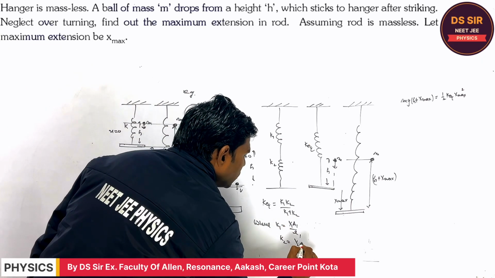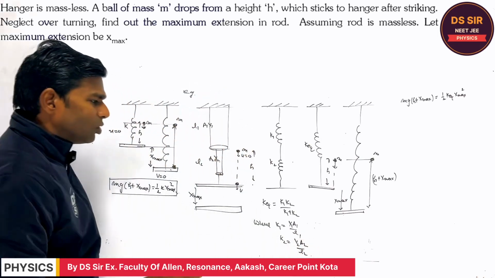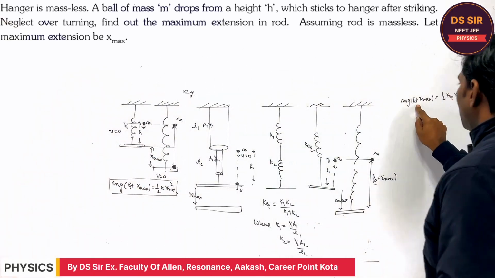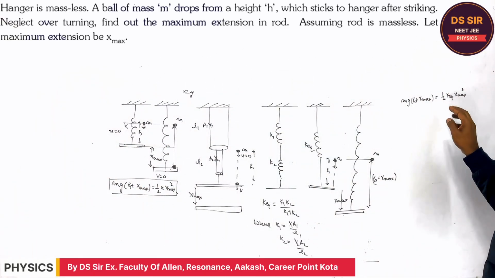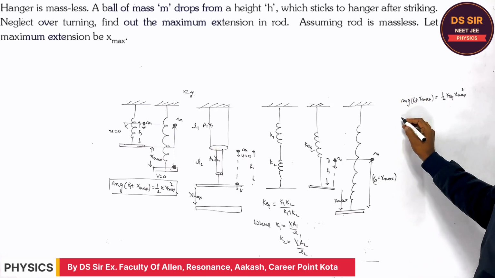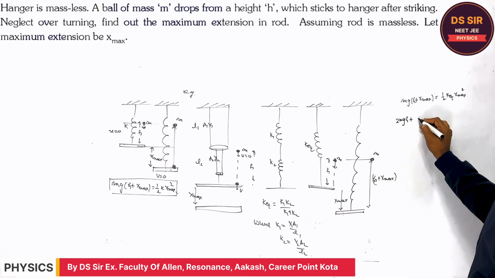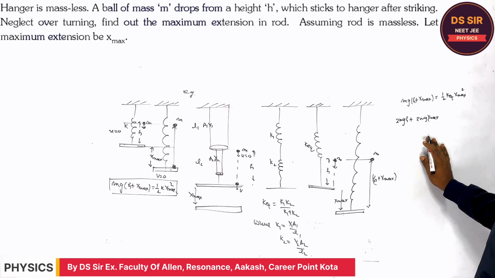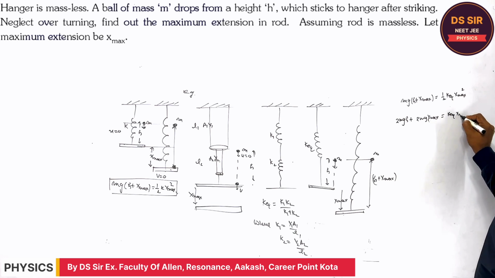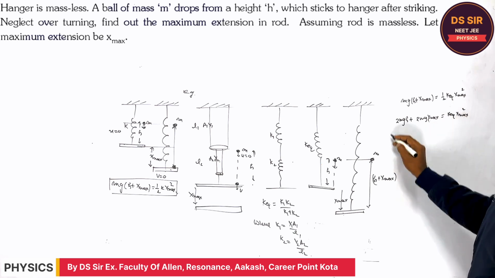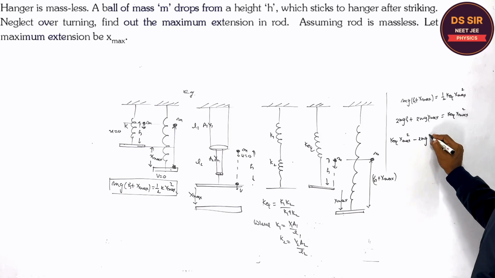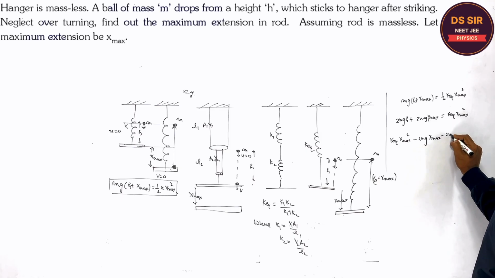k2 is what? y2 a2 upon l2. You understand this thing or not? Please tell. Yes. Now this x max, this is the quadratic equation in x max. So we can find this, multiply by 2mgh plus 2mg into x max, fine, is equal to k equivalent into x max square. So simplify this: k equivalent x max square, minus 2mg x max minus 2mgh.